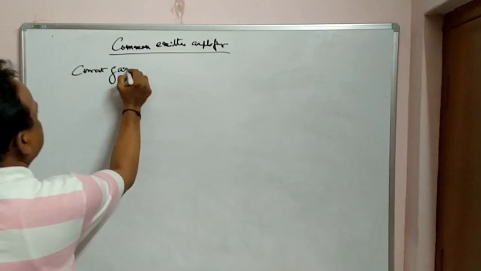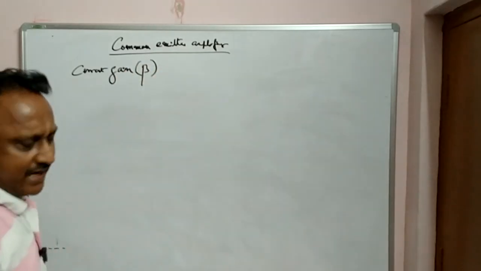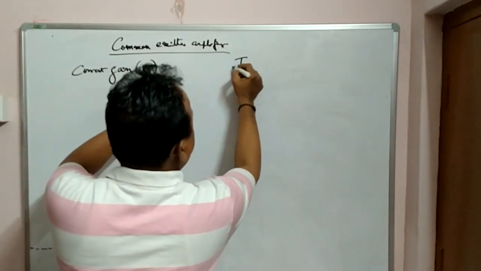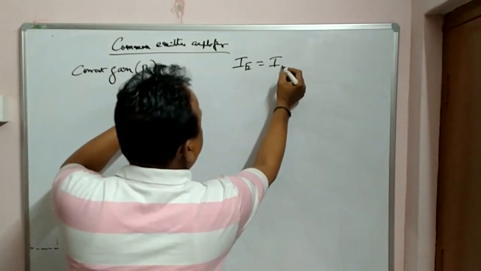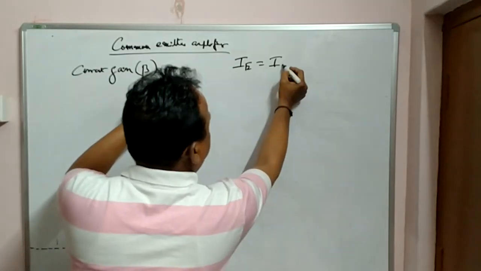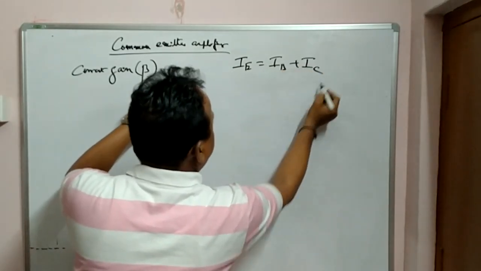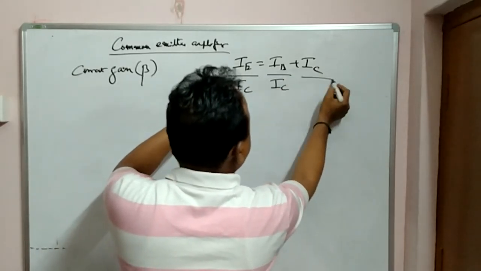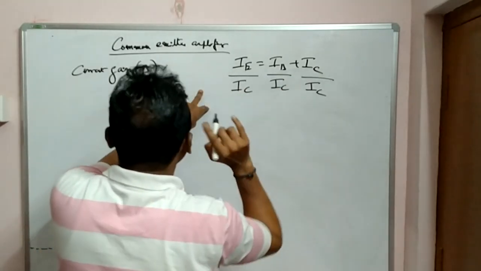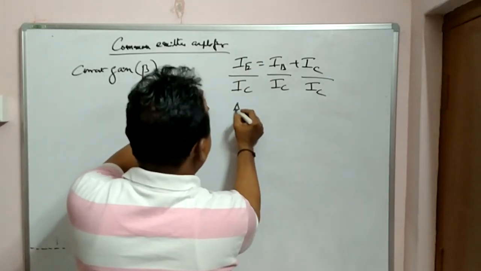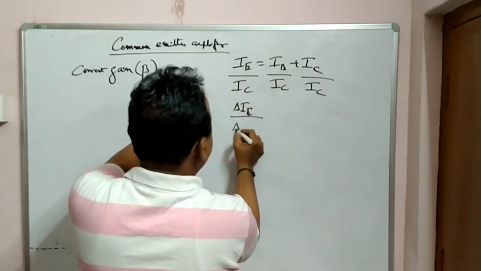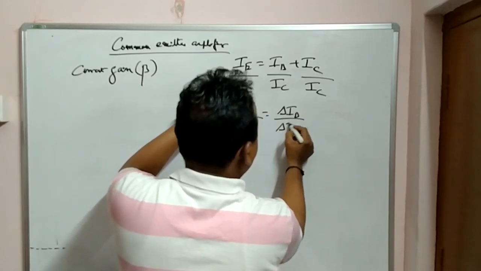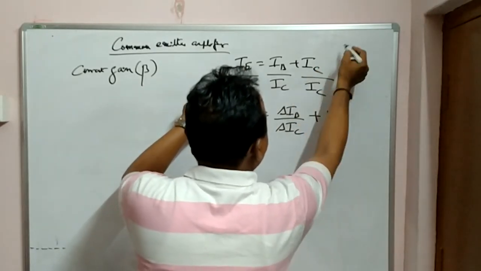Current gain, these are used in the examination. It is also called beta gain, current gain or beta gain. So this beta, I already told you, emitter current IE is equal to IB plus IC. Now what I will do is divide with IC completely. Then what happens, I can take it as delta IE by delta IC is equal to delta IB by delta IC plus 1. This will be cancelled, it becomes 1.